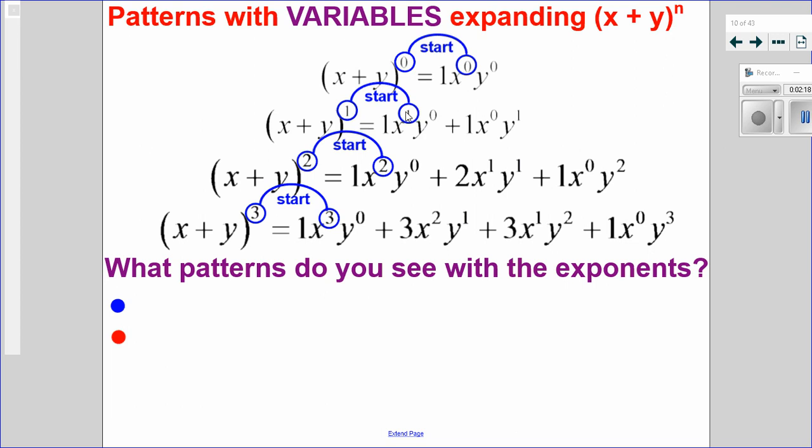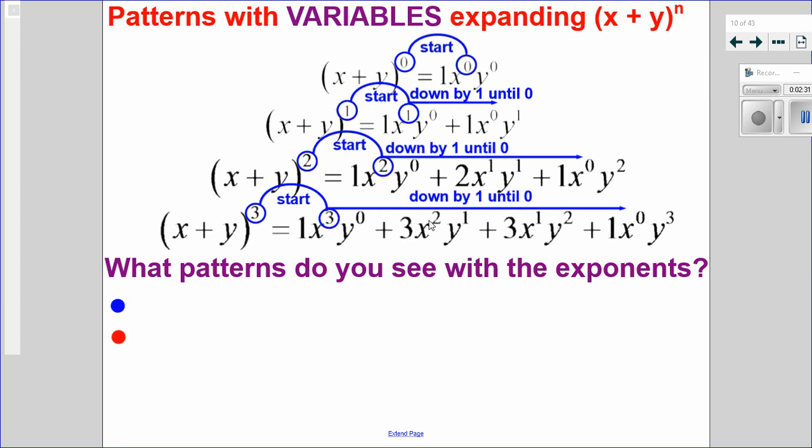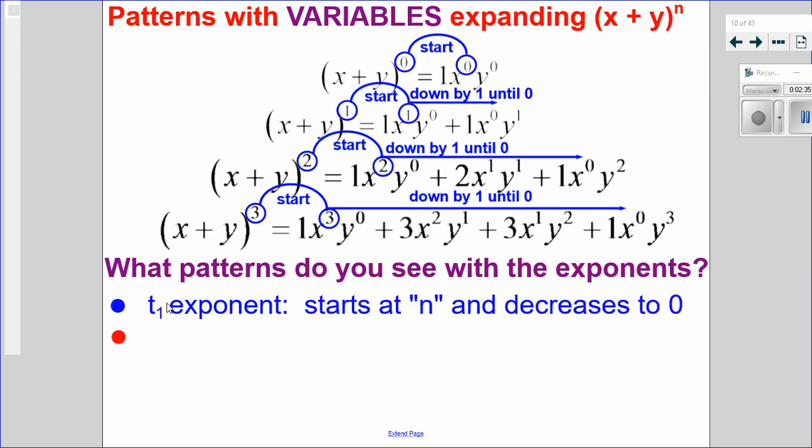So this is just 0. Here I go from 1 down to 0. I go down by 1 until I reach 0. Here, 2, 1, 0. So I go down by 1 until I reach 0. Same thing here, down by 1 until I reach 0. So it looks like my first term starts at n, which is the exponent on the outside that I'm expanding, and decreases by 1 until it reaches 0.